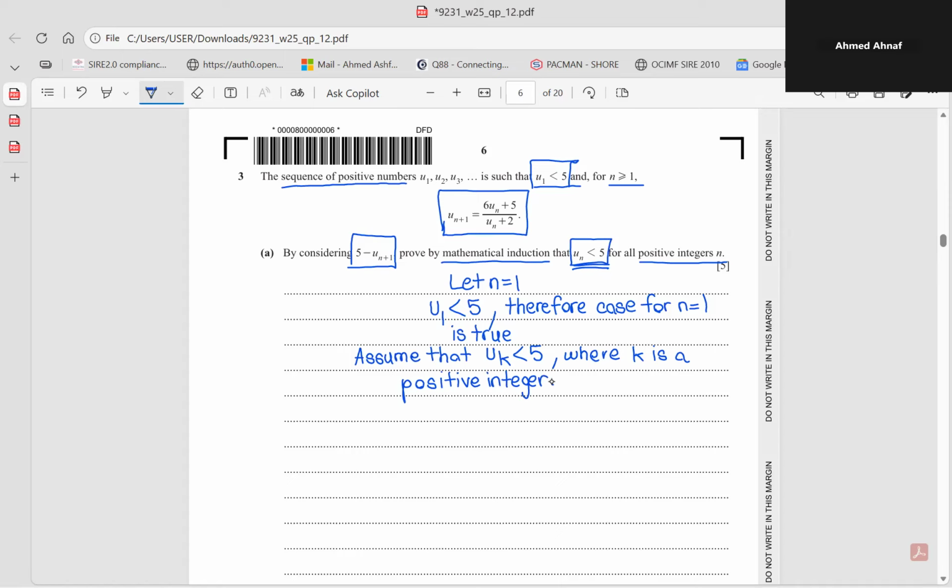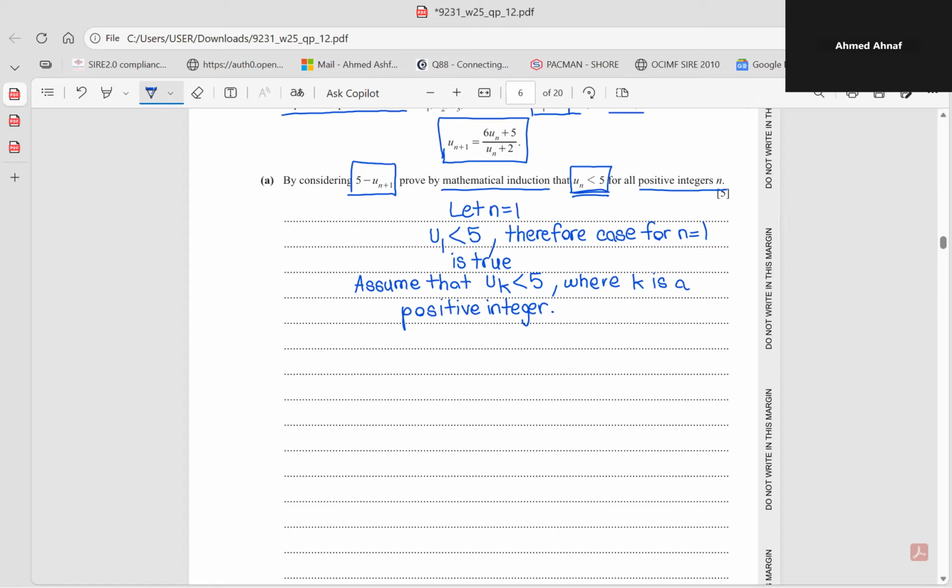Okay. And now this is where the main part comes. So now you have to let K equal n plus 1. So you just let Un, okay? So now you solve for U(n+1), okay? So we already know that U(n+1) equals (6Un plus 5) over (Un plus 2). So we're just taking the result that they gave us.